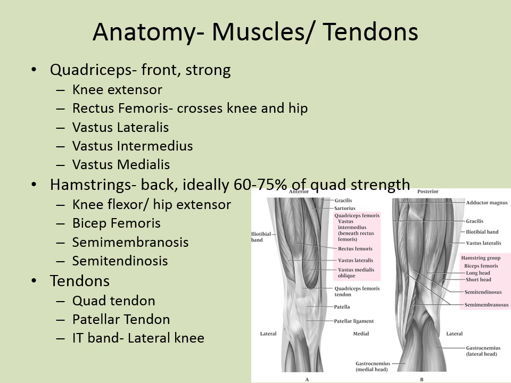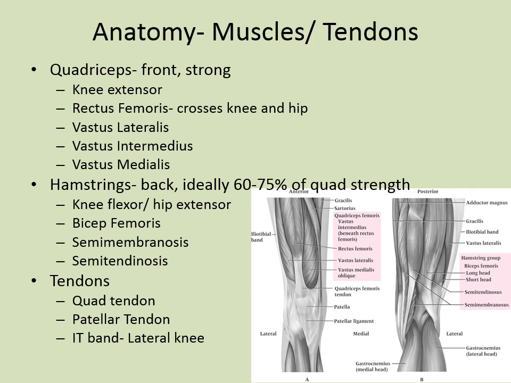As far as the hamstrings go, the hamstrings are in the back of the leg, or on the posterior side of the leg. And these muscles are not meant to be quite as strong as the quad muscles. Ideally, they're only 60 to 75% of the quad strength. If the hamstrings are too dominant, that can cause issues as far as biomechanics.